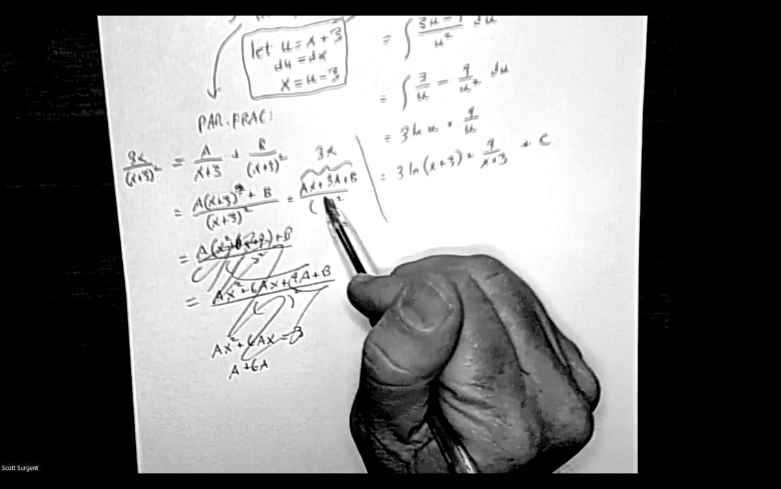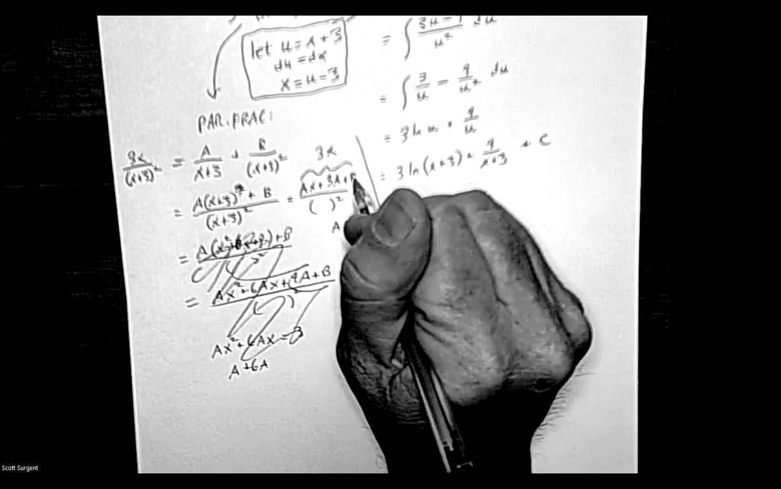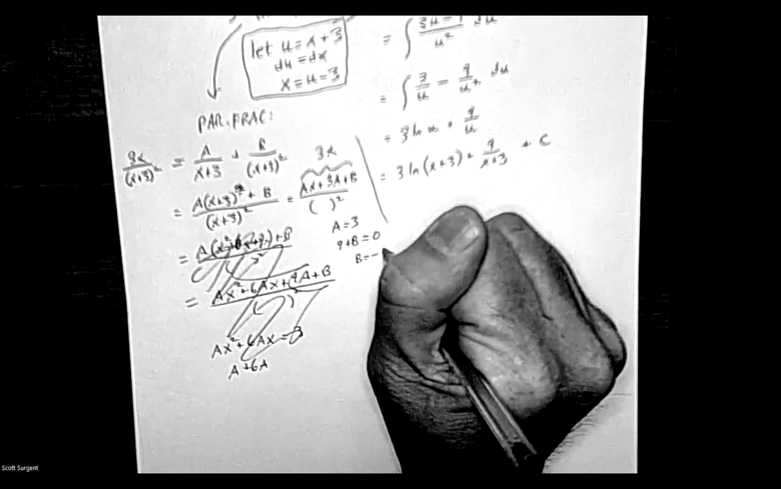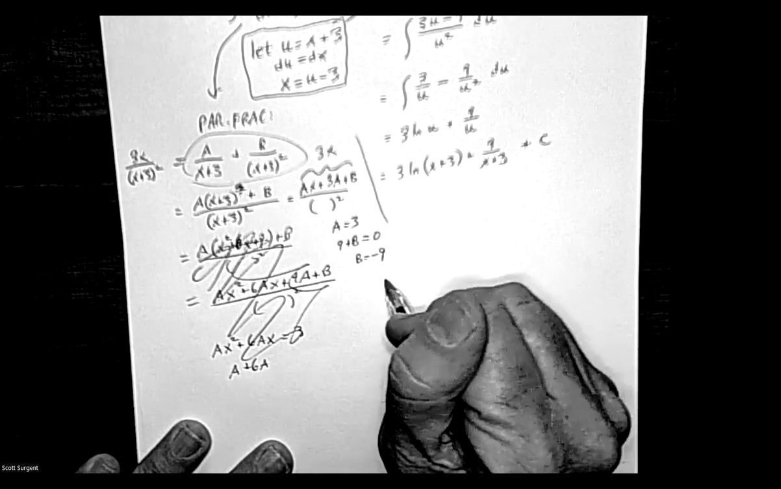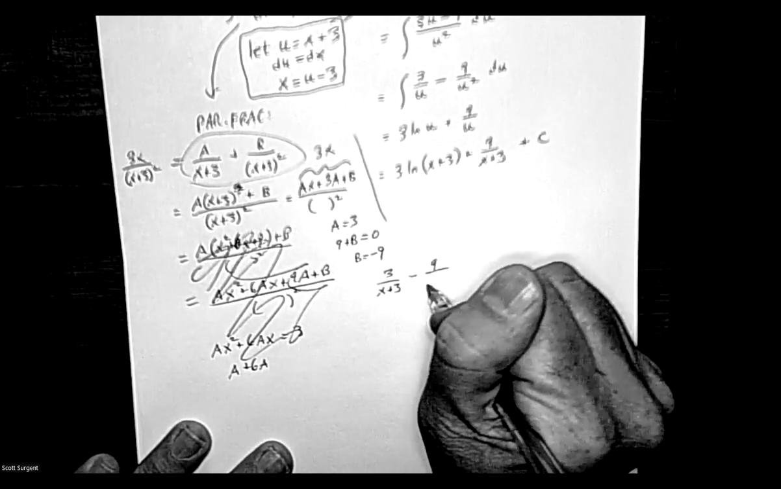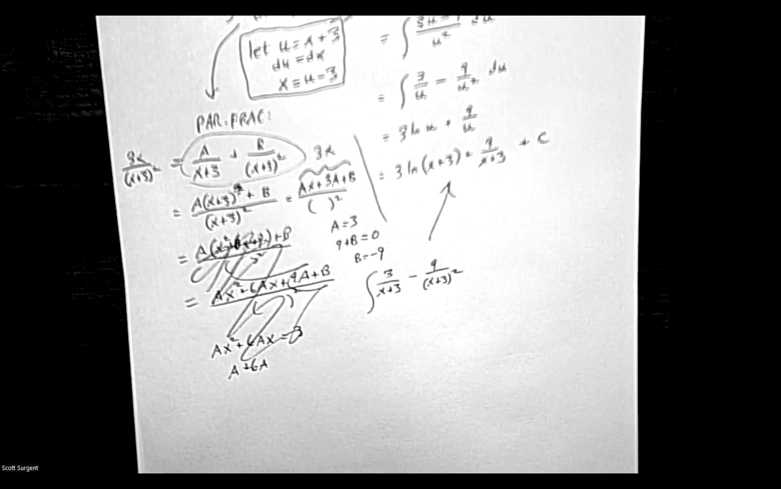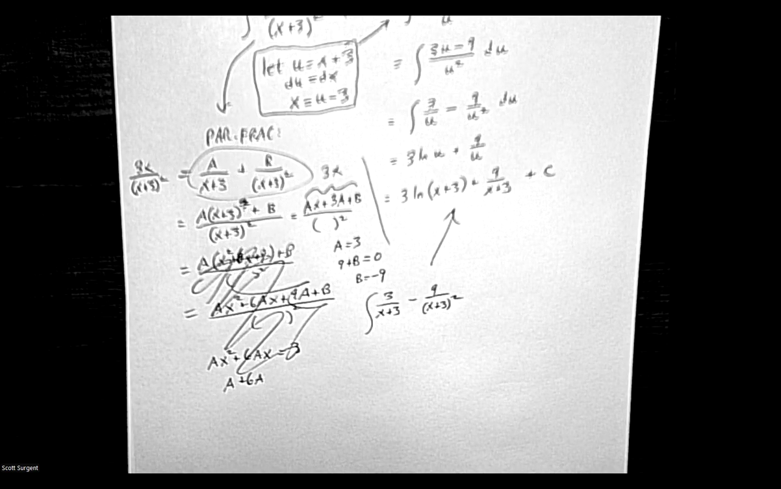So that forces a to be 3. And now that a is 3, we have 9 plus b has to equal 0. So b is -9. Suddenly the form becomes 3 over x plus 3, take away 9 over x plus 3 squared. And when you integrate that, you get exactly that. I wasn't squaring the second denominator, so that's why my partial fractions didn't work.